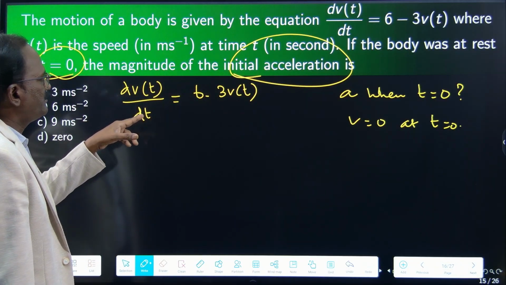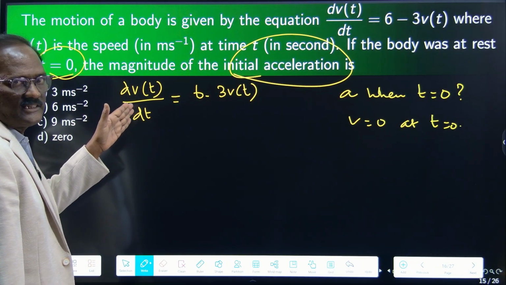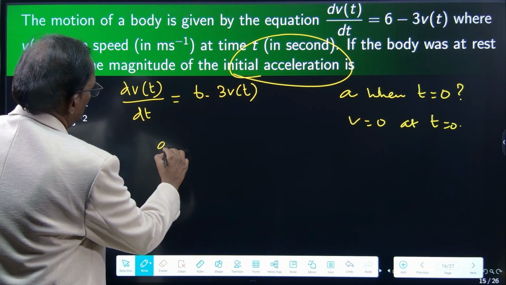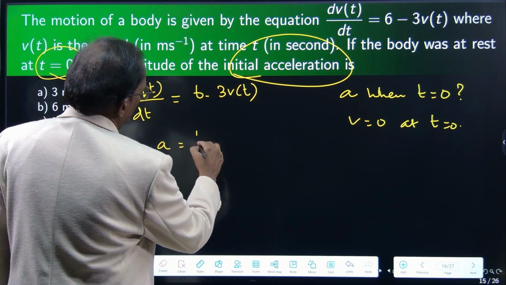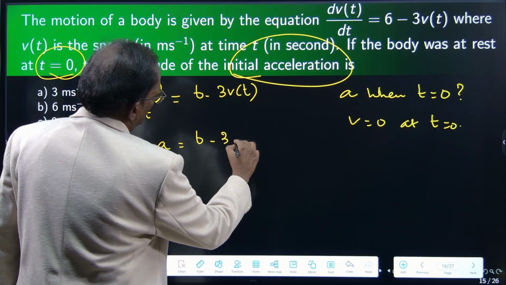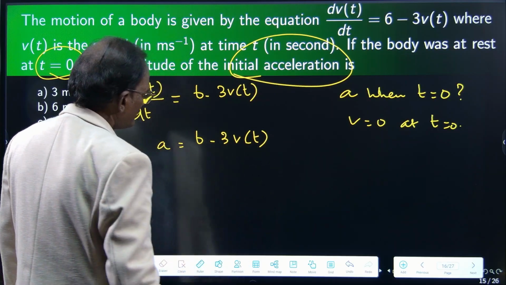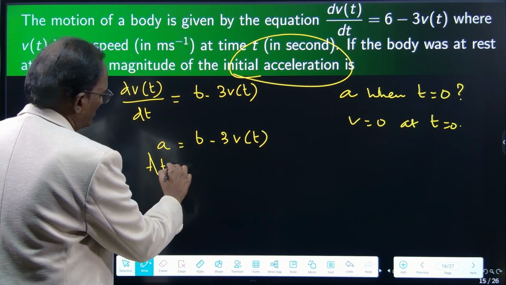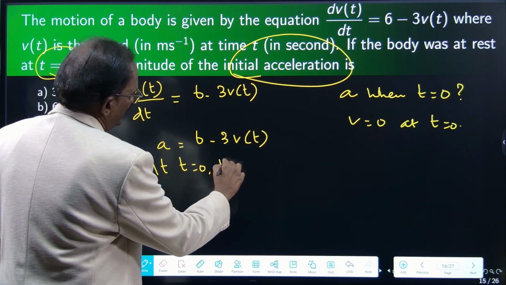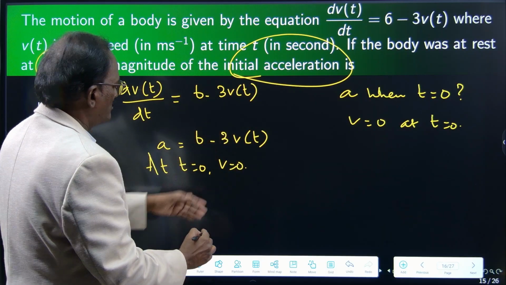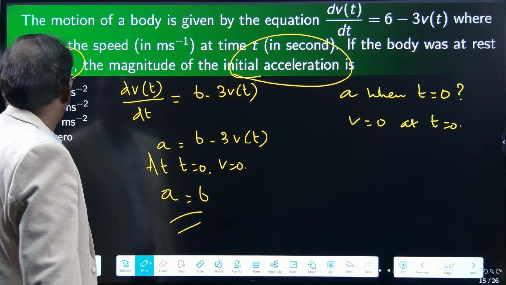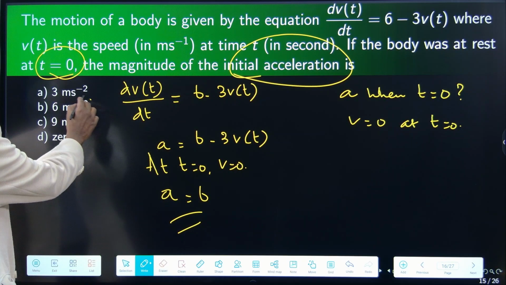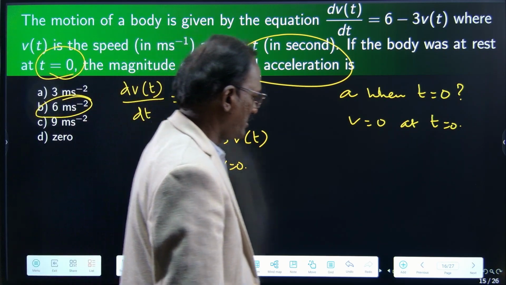So dv of t by dt, differentiation of velocity, is a. So in the data it is nothing but a only. A is equal to 6 minus 3 v of t. At t is equal to 0, v is equal to 0. Put v is equal to 0 here. So a is equal to 6 only. The answer is a is equal to 6 meter per second square.